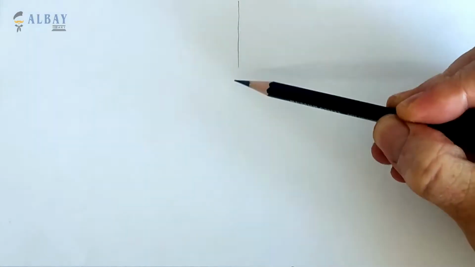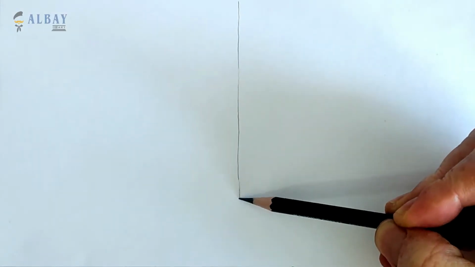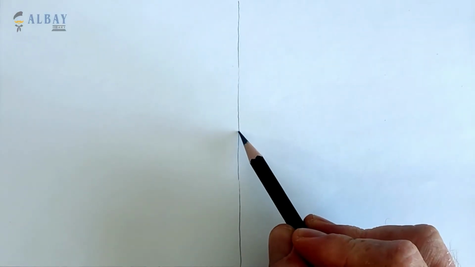First, I'm going to start by drawing a vertical line. This vertical line should be parallel to the right or left edge of the paper. And this point is the vanishing point that we will use in our drawing.